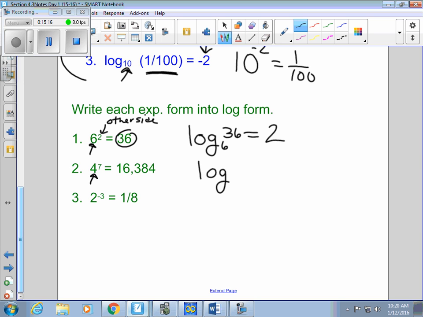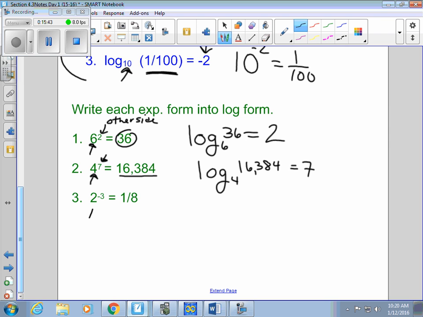Our base is 4, so put your subscript of 4. The power goes to the other side, and this goes with the log: 16,384. Put your comma in the right spot. And there's our equivalent log statement. Okay.